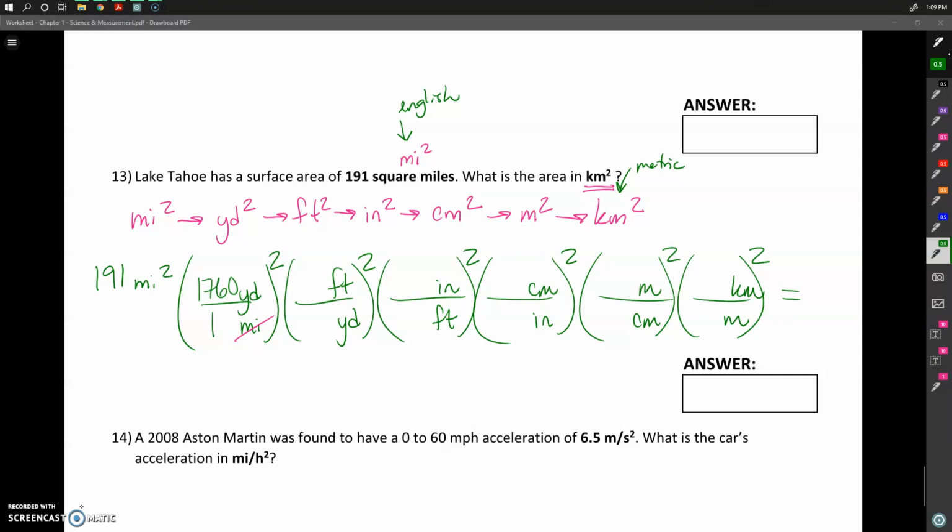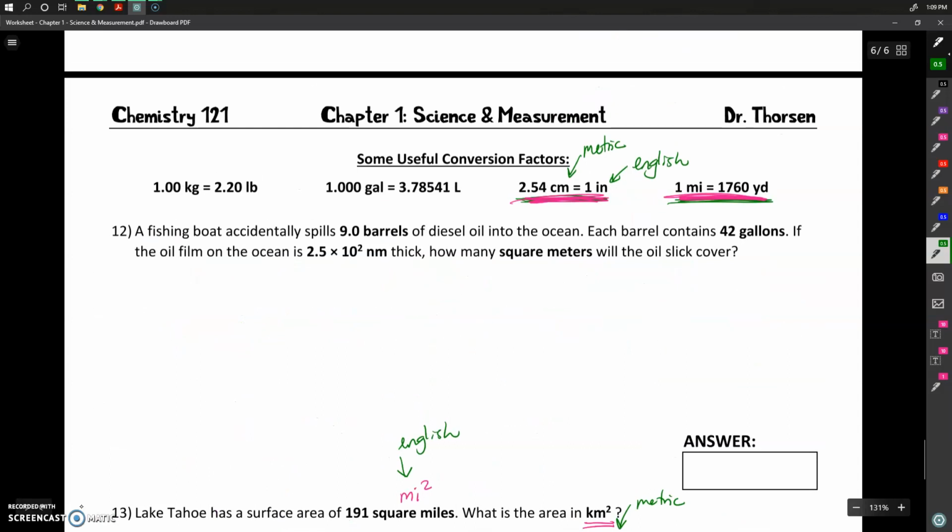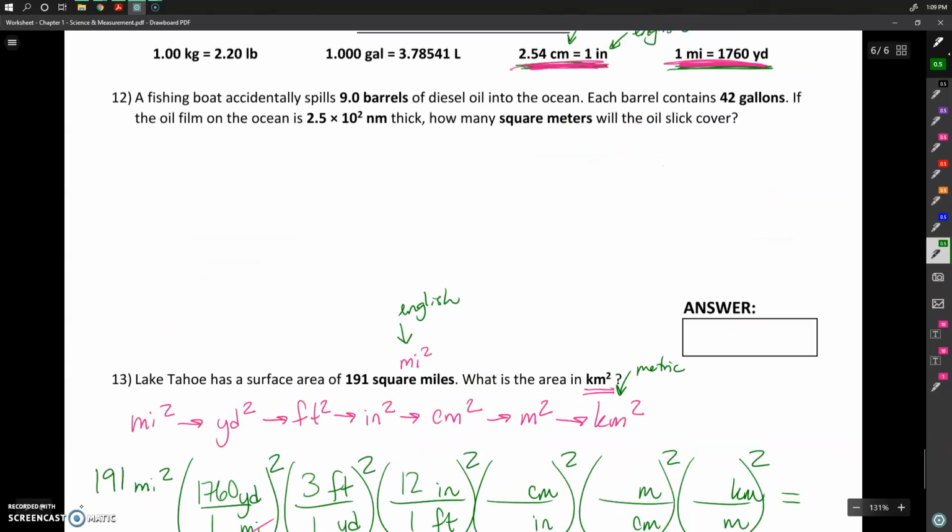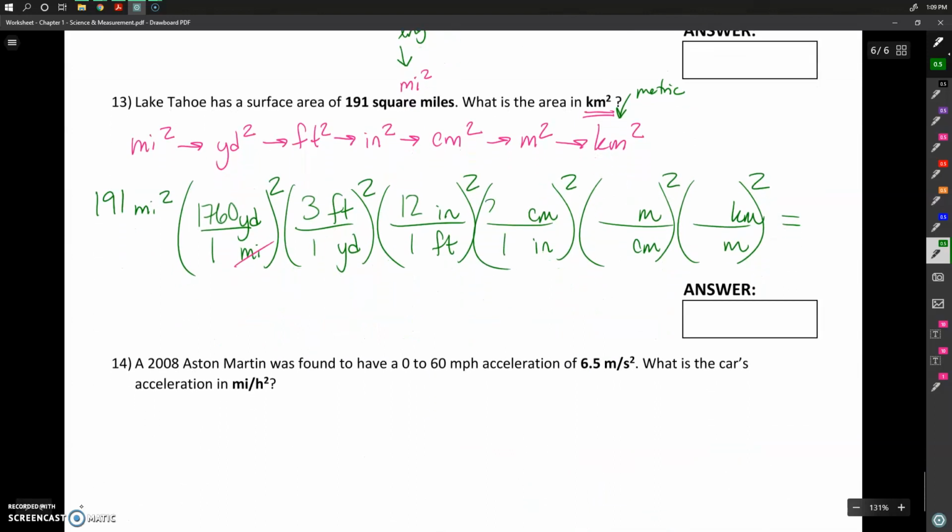Feet to yards, you should hopefully know that there are 3 feet in every 1 yard. That should be something you have memorized. Inches and feet, we've got 12 inches in every 1 foot. Again, another one you should have memorized. Centimeters to inches, or inches to centimeters, that one we grabbed from up top here. There's 2.54 centimeters for every 1 inch.